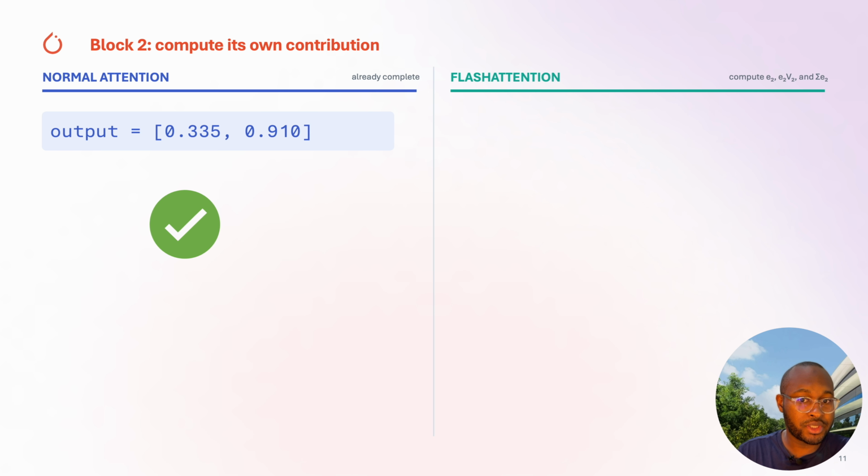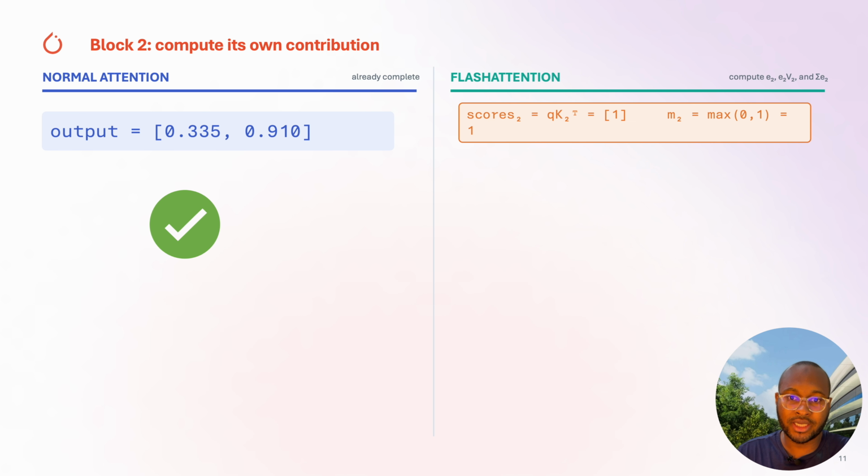Normal attention is done. Now we are in block 2 of FlashAttention. So we are going to be repeating the same query times K transpose. This K is for tokens in block 2, and we get this because the maximum is actually 1.